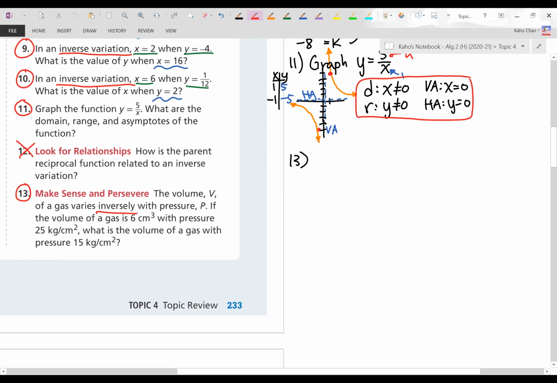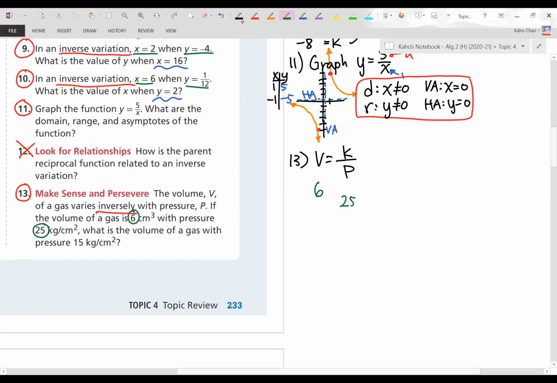Now you're used to x's and y's and k's. I'm going to use V's and P's instead of x's and y's. So V equals, varies inversely, put the P in the denominator. I'm going to throw in a generic k, and this is just like the problems in number 9 and number 10, but just in a word problem. They tell you if the volume is 6 centimeters cubed, the 6 is the important part, of course. Put that right there for the volume. The pressure is 25 kilograms per centimeter squared, something you learn from chemistry.